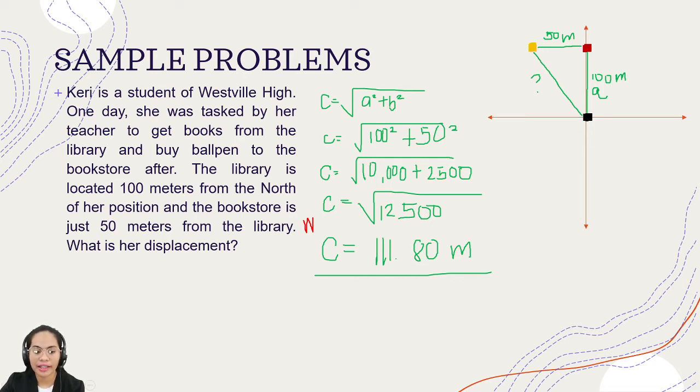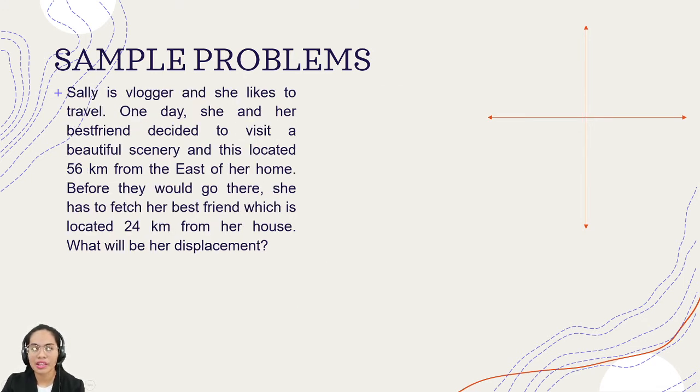Alright, very good. Now, let's proceed to the other problems. Sally is a vlogger. She likes to travel. One day, she and her best friend decided to visit a beautiful scenery, and this is located 56 kilometers from the east of her home. Before they would go there, she has to fetch her best friend, which is located 24 kilometers to the west from her house. Now, what will be her displacement?